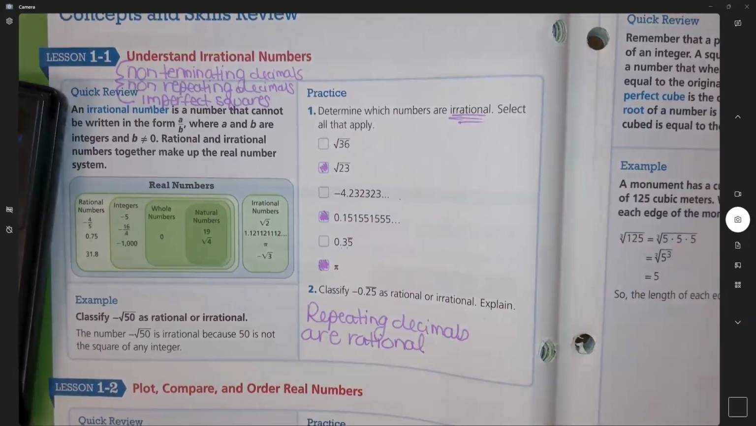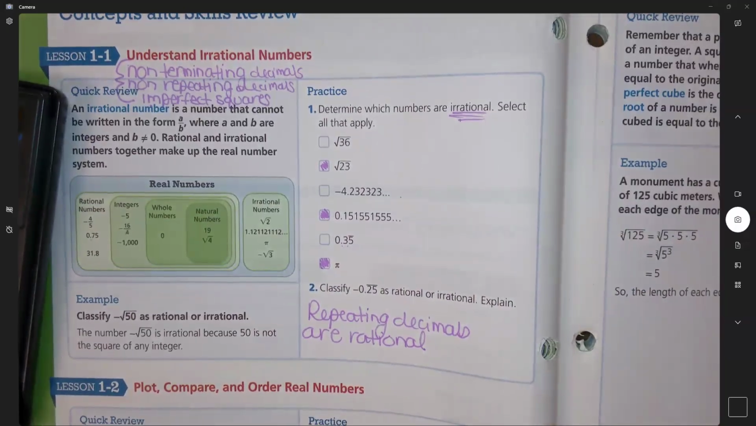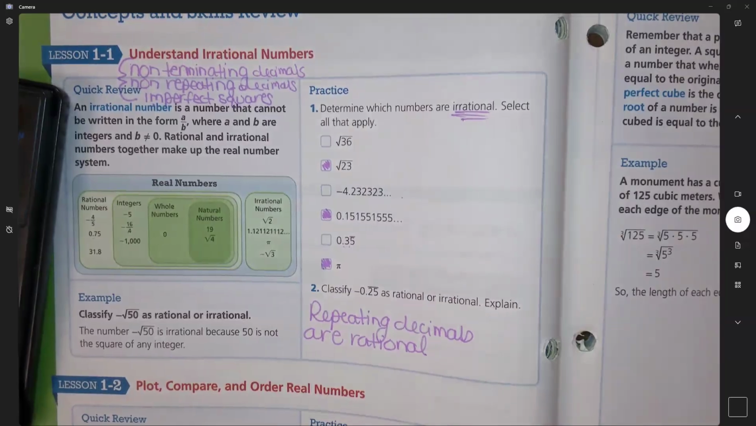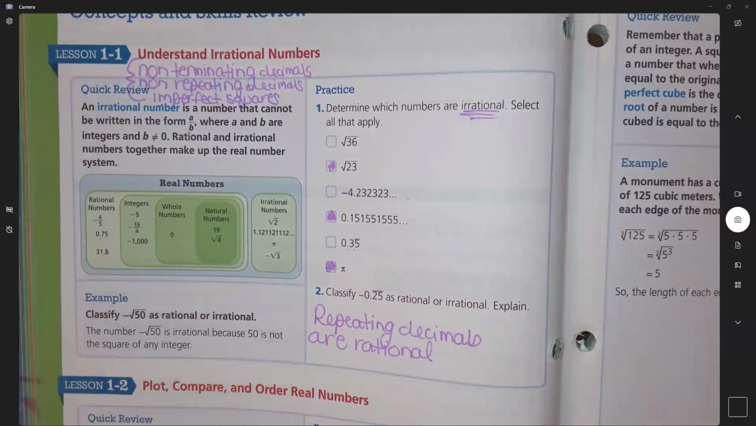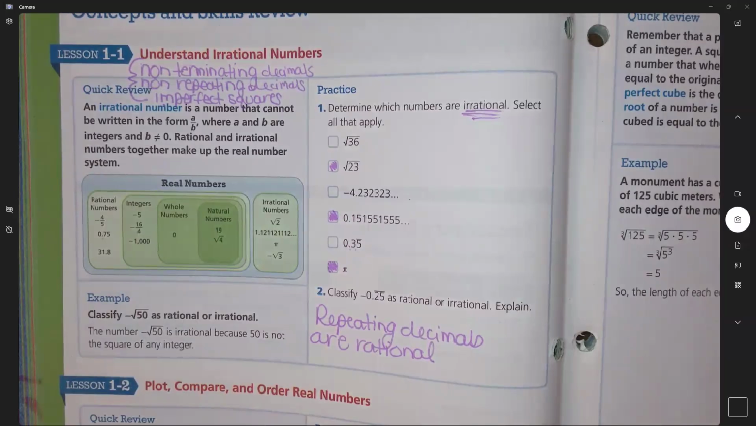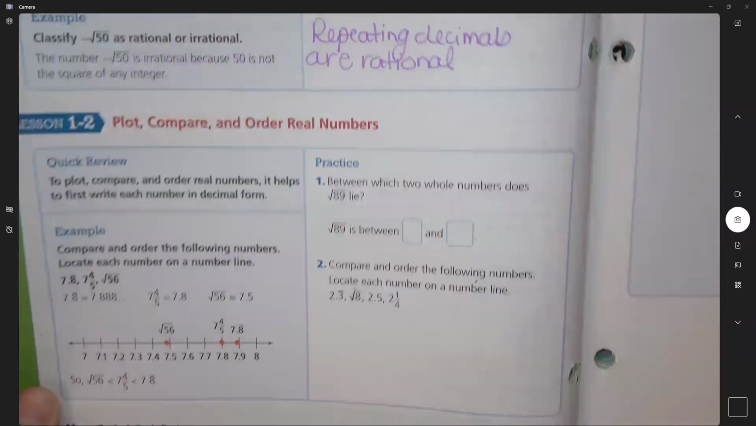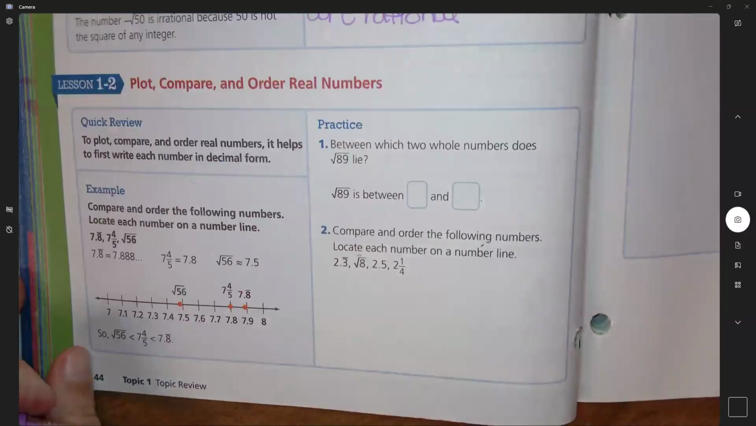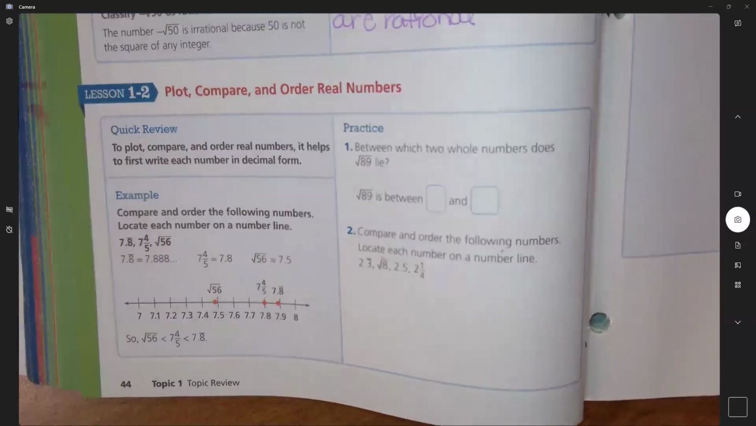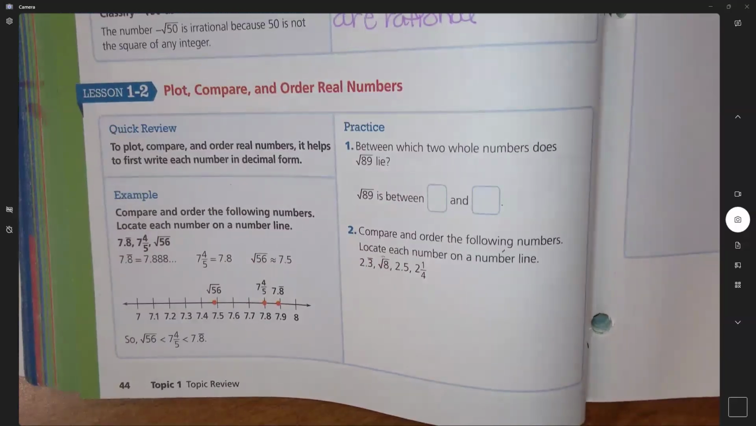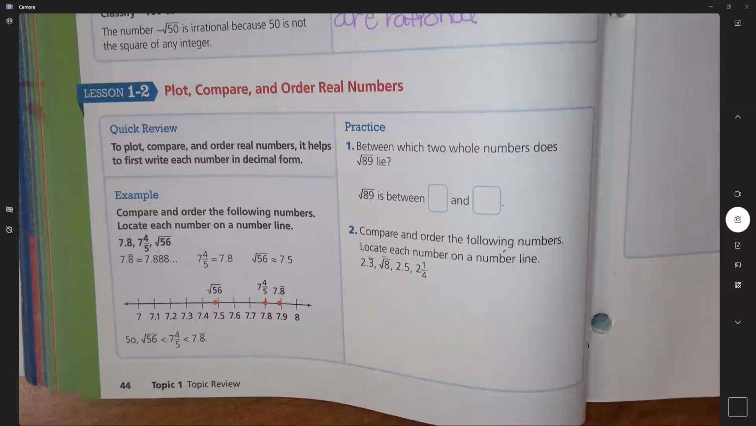That was it. That was all of 1-1. So now, my friends, we move on to 1-2. If you forgot everything that I told you about 1-2, the most important thing to remember is that if you are going to plot, compare, and order real numbers, I strongly suggest that you turn all of them into decimals.